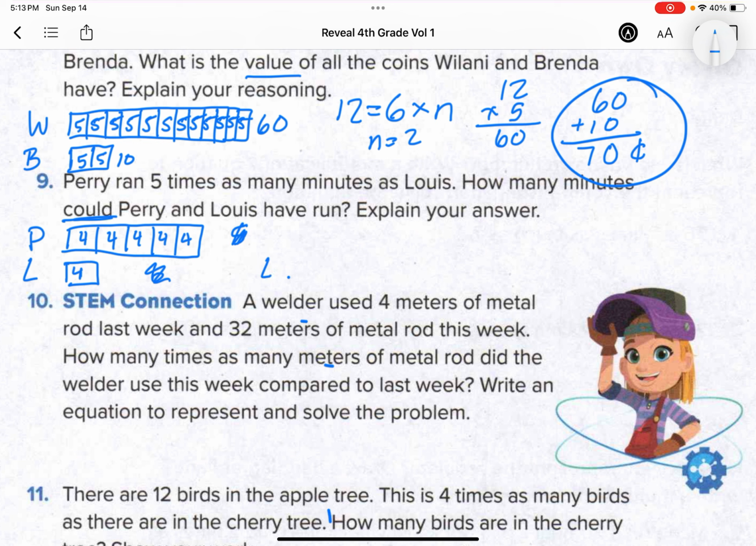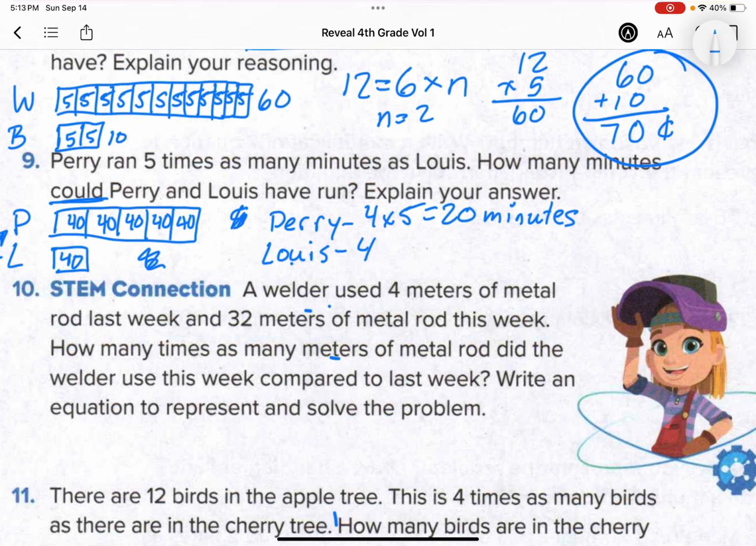Well, this person ran 4 minutes, and then Perry ran 4 times 5 for 20 minutes. So notice this one, since it didn't tell us exactly, there's actually many different answers. We could have even changed and said, well, he ran 40 minutes, which means this person ran 40 times 5 for 200 minutes. So this one, there's many different answers as long as this person ran 5 times more.